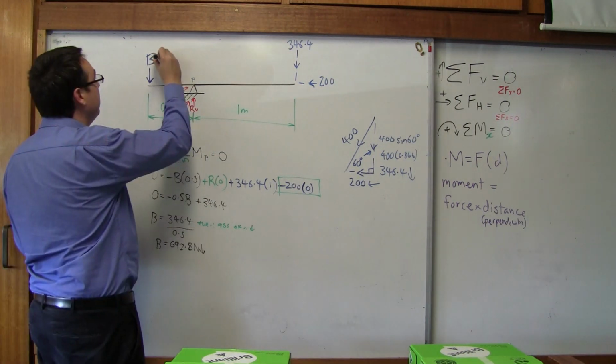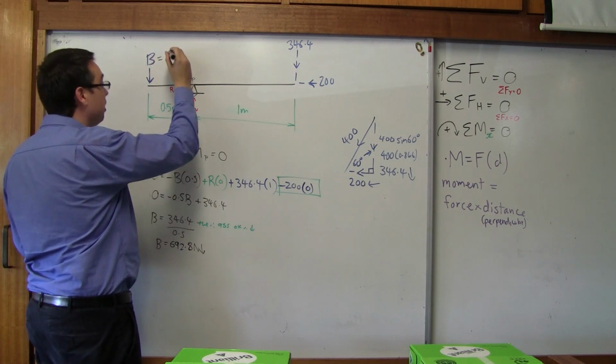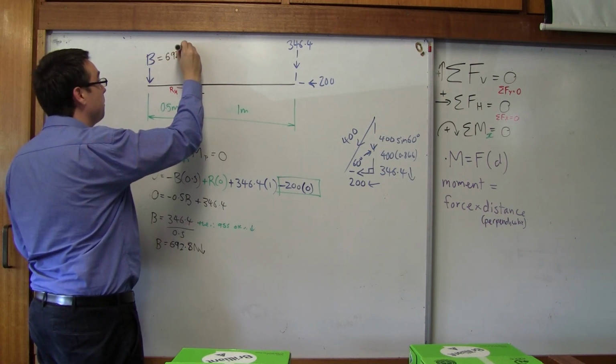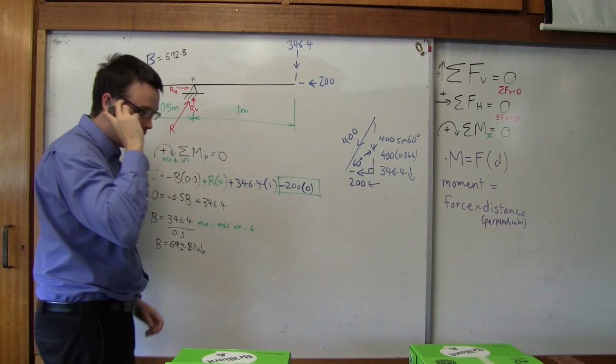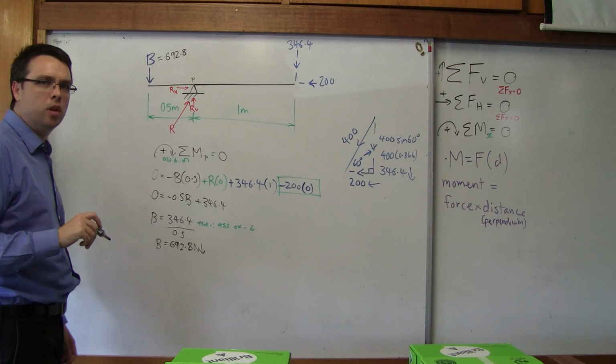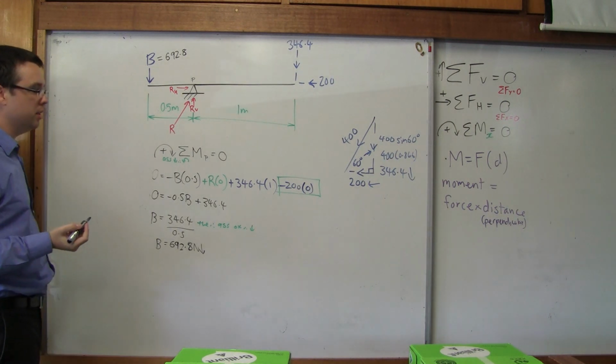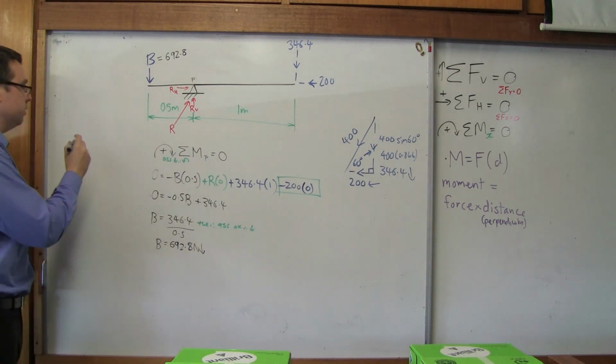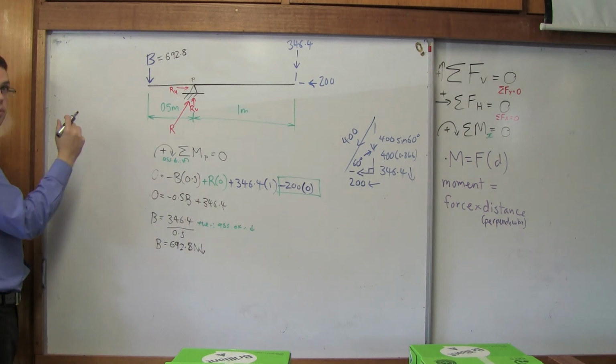We can write here B equals 692.8. Okay. Now, what about R? We were able to calculate R really easily last time, but what about now? R, well, first we're going to need to know RH. How are we going to find RH?